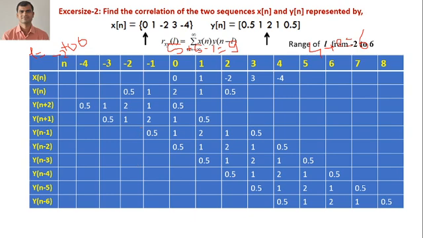The multiplication is going to take place first for this sequence, from here to here. Here the multiplication is valid only for this point, the rest is all equal to 0. So 0 into 0.5 becomes 0. Then the next one is the multiplication between these two sequences. Here 0 into 1 becomes 0, 1 into 0.5 becomes 0.5. Then again from this equation to this equation, 0 into 1, 1 into 2, minus 2 into 1, 3 into 0.5, and so on.